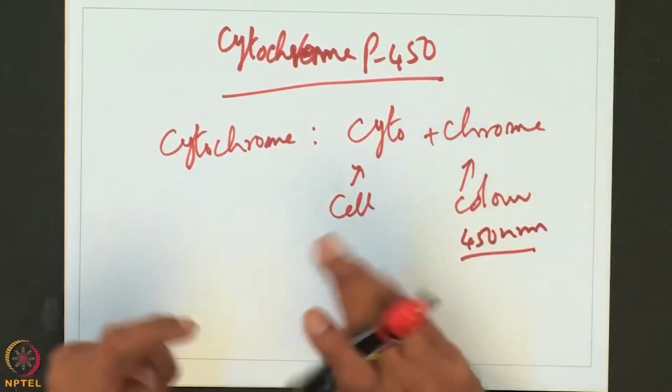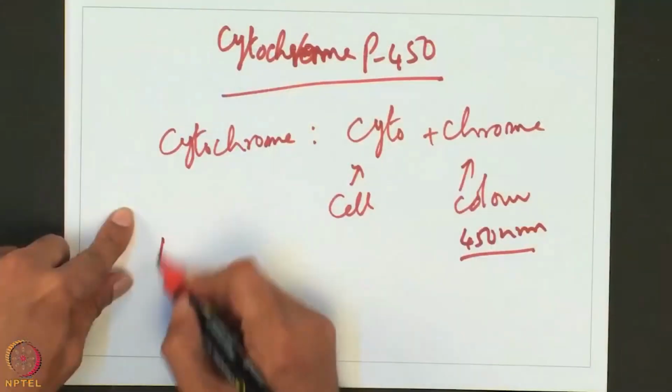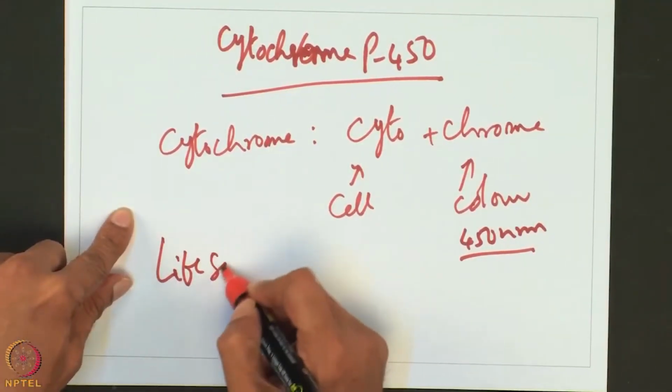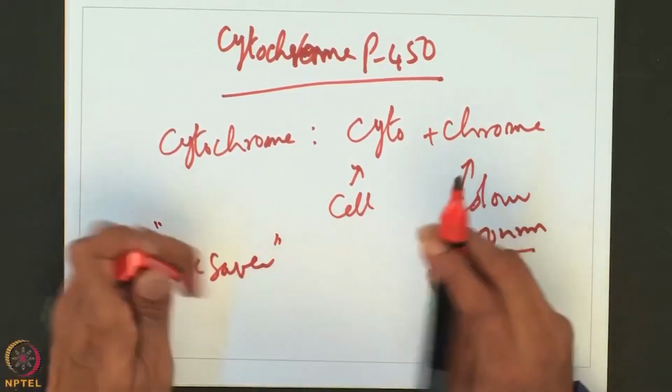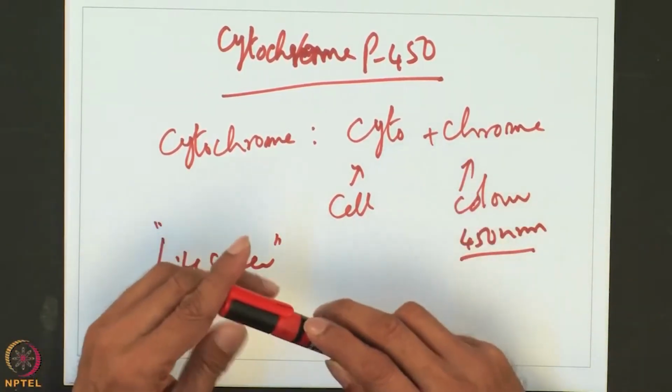So, that is how nomenclature in cytochromes will come, and you do not need to memorize it. Now, let us look at why this cytochrome P450 is so popular. Cytochrome P450 once upon a time was considered a life saver, but later on it was found that this is not true. The reason, why?